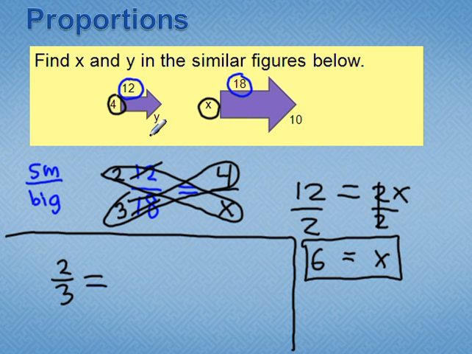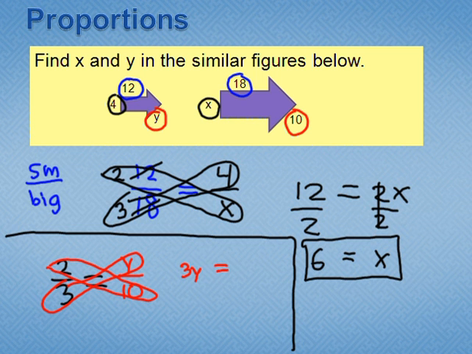Then on the right-hand side, we need to set a ratio of small to big. So it'll be y over 10, because that's small on top and big on the bottom. And once again, let's cross multiply. So 3 times y is 3y. The other direction, 2 times 10 is 20. And then divide both sides by 3. And we're done. Got the same answer as before. y equals 20/3. So you choose whichever technique seems the easiest for you.